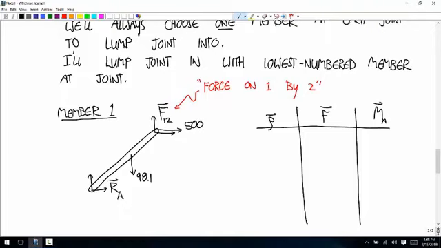Okay, so I'm going to choose the about point here. You can put it wherever you want. And I'll start out with the force RA. The rho vector is 0, 0. The force vector is RAX, RAY. Cross product is 0.